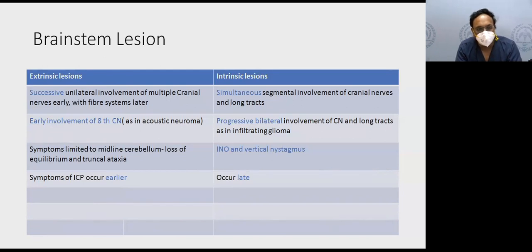And the important thing is that in intrinsic lesions, you have internuclear ophthalmoplegia and vertical nystagmus. And the symptoms of raised pressure occur earlier in extrinsic lesions, whereas in intrinsic lesions they occur late. So what you have to remember more is long tract signs and also internuclear ophthalmoplegia and vertical nystagmus. These are more in favor of intrinsic lesions.